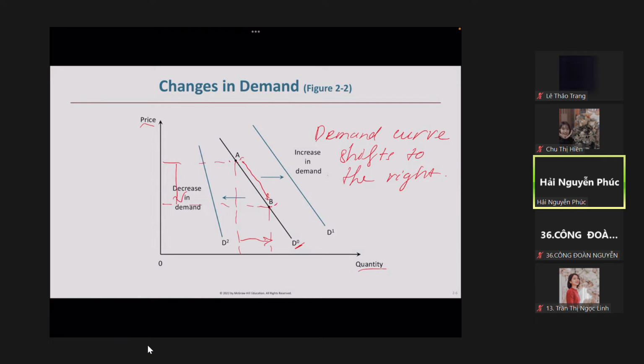If something happened that shifts the demand curve to the left, then it means that we have a decrease in demand. Okay, shift to the left. Right, shift to the right is an increase. Shift to the left is a decrease. Okay.